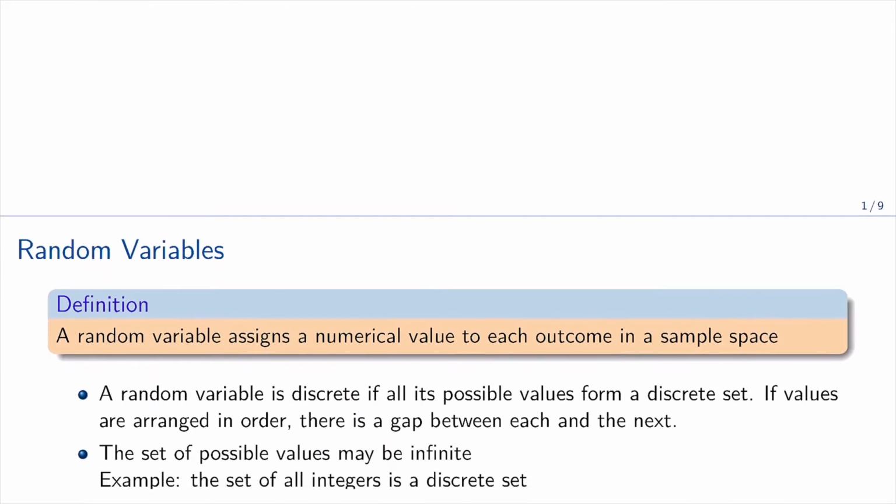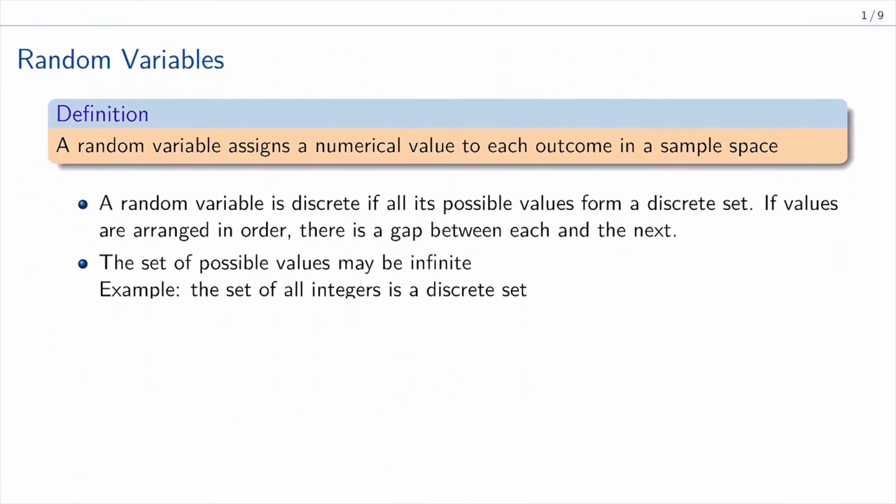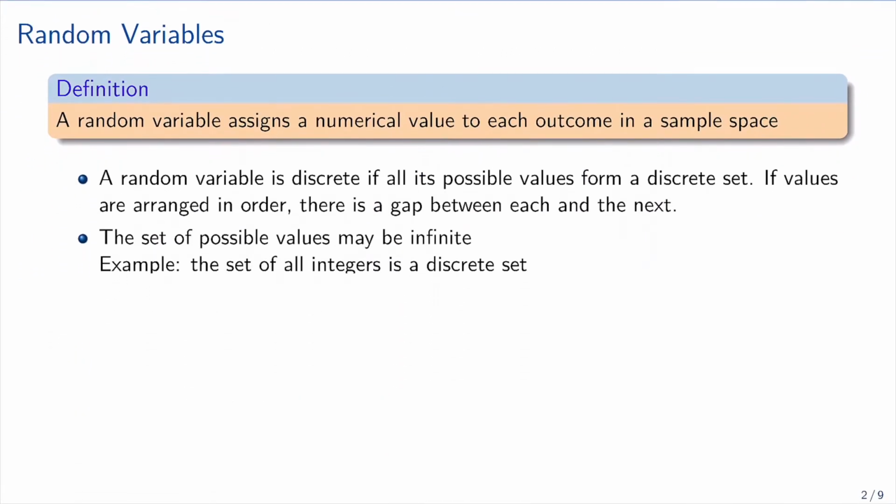Let's go into the definition of random variables. Well, a random variable assigns a numerical value to each outcome of the sample space. A random variable is discrete if all possible values form a discrete set. If values are arranged in order, there is a gap between each and the next. The set of possible values might be infinite. Let's see some of the examples.